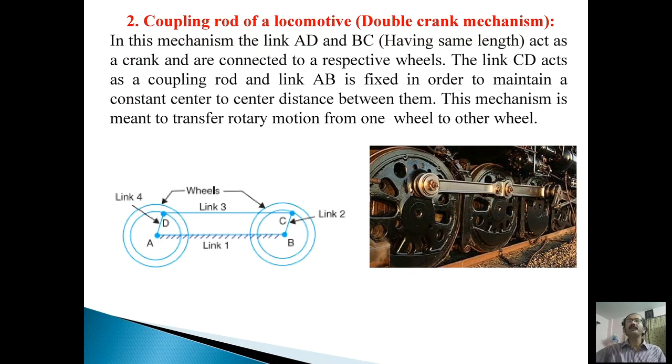Now, coupling rod of a locomotive, that is a double crank mechanism. In this mechanism, the links AD and BC, these 2 having the same length, act as cranks and are connected to the respective wheels. The link CD acts as a coupling rod and link AB is fixed in order to maintain a constant center to center distance between them. This mechanism is meant to transfer rotary motion from one wheel to another wheel.